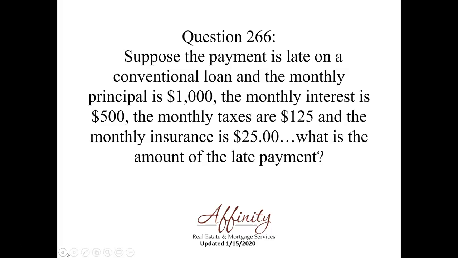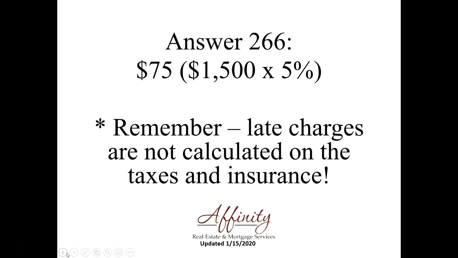Question 266. Suppose the payment is late on a conventional loan and the monthly principal is $1,000. The monthly interest is $500. The monthly taxes are $125 and the monthly insurance is $25. What is the amount of the late payment? The answer is $75. $1,500 times 5%. Remember, you can't calculate the late charges on the taxes and the insurance. Just the P and the I, principal and interest.